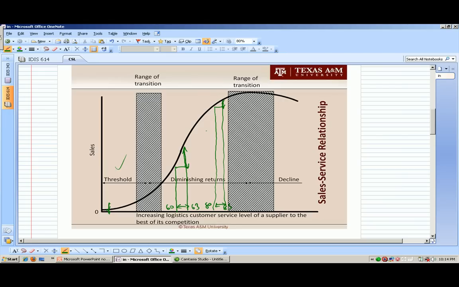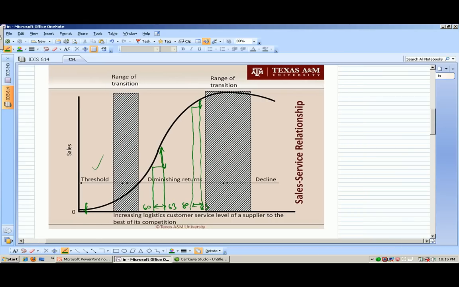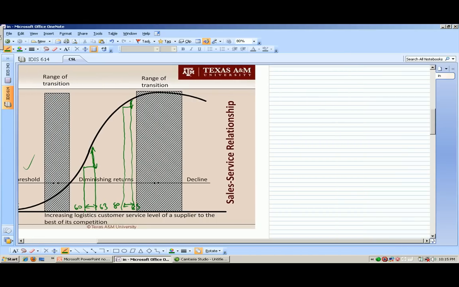your gain goes down. Okay, and then the last area is called decline area, where you are improving your customer service level but you are losing customers. Okay, I'm gonna give you an extreme example for a sales organization. Let's say there is a sales company, an industrial distributor. They have one salesperson visiting 120 customers. Okay, and this person visits one customer a day. So each customer is visited once every 4 months.